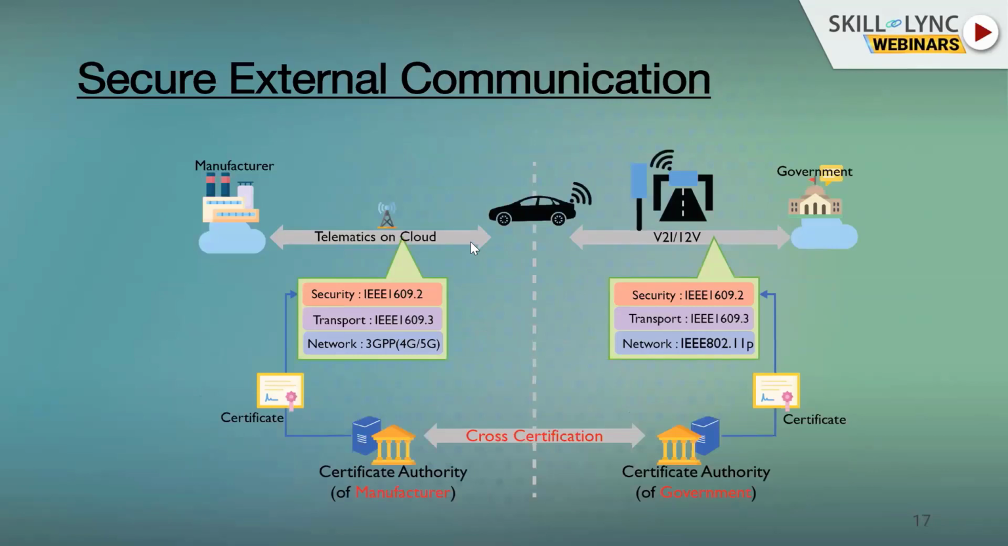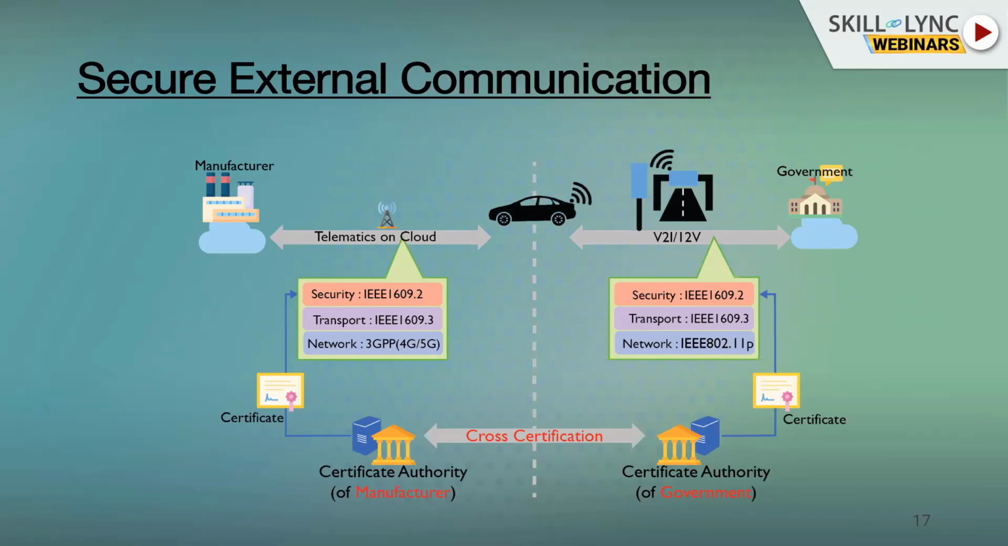When you talk about secure external communication, your vehicle is communicating either with the infrastructure or with the manufacturer. If they need to update the software in the vehicle, they will communicate with the vehicle. Then future technologies are vehicle to infrastructure, vehicle to vehicle, or infrastructure to vehicle. So your roadside units will be communicating with your vehicle, or government agencies will be communicating through your vehicle. There are some standards which are defined, like IEEE 1609.2 and 1609.3.